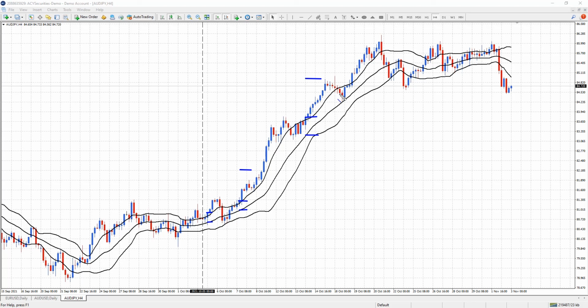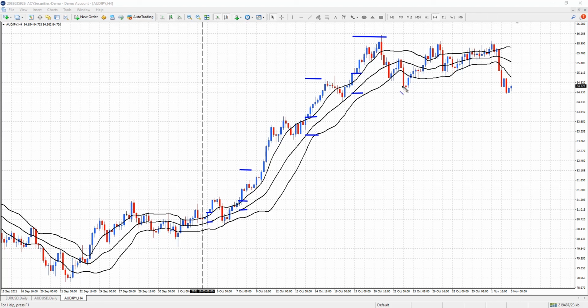Price comes back into the bands, so no trend through this period. Then we get another candle closing outside of the band, so that's your buy trigger to take a buy. Stop goes to the center line, and then just eyeballing, target is approximately up here, and we can see price makes that level. Then we start to reverse back down.